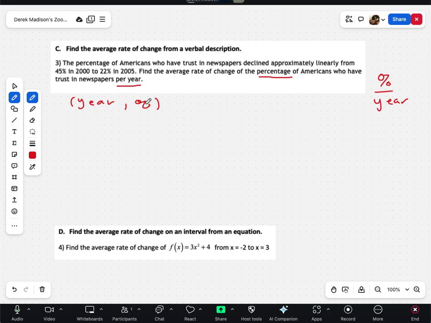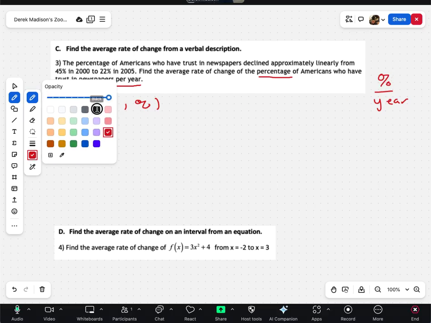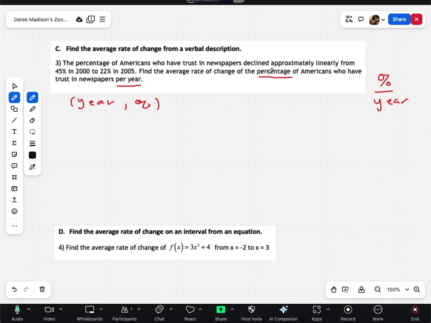So year has to be input, percent has to be output, because again, this is change in y over change in x. Once you recognize that, and you can spot that if you see the word per somewhere, that's going to tell you which thing is going to be your numerator, which thing is going to be your denominator, and then that will help you identify your x's and your y's. So for this, we want to write these ordered pairs as 2000 is the year that goes with 45%, and 2005 goes with 22%.